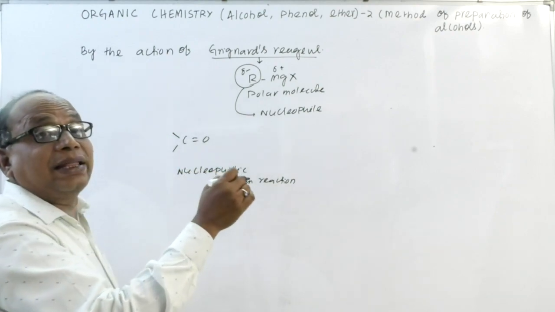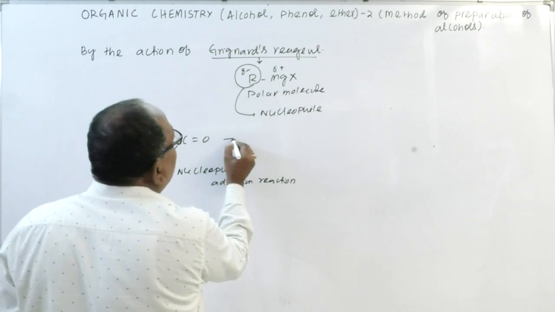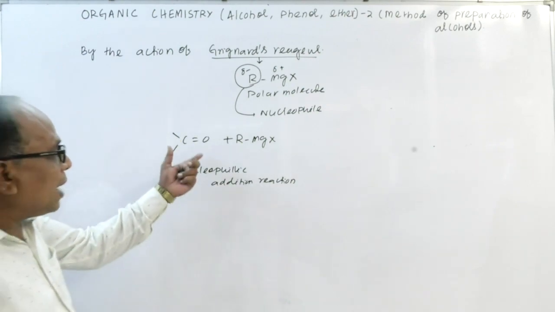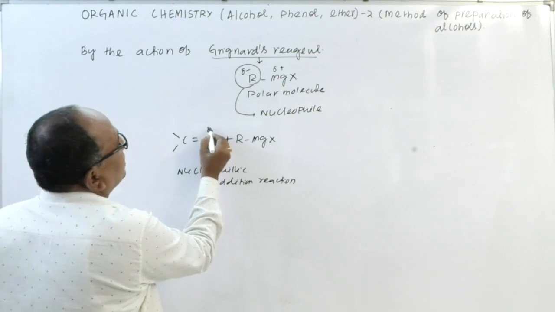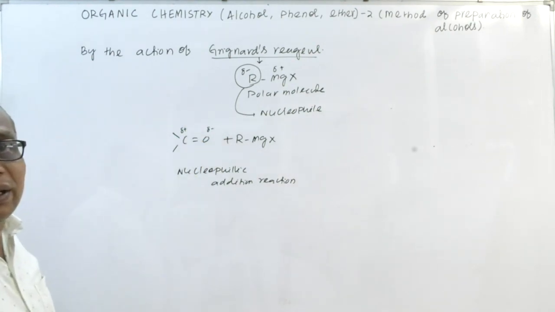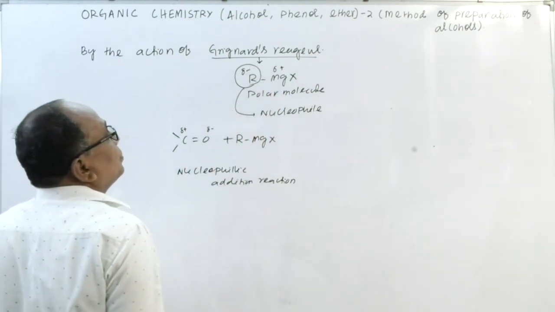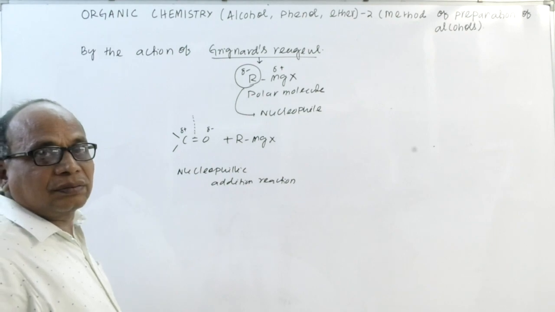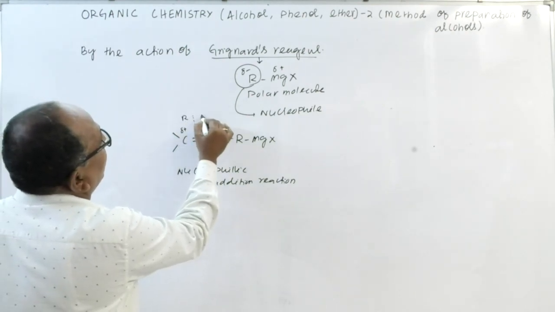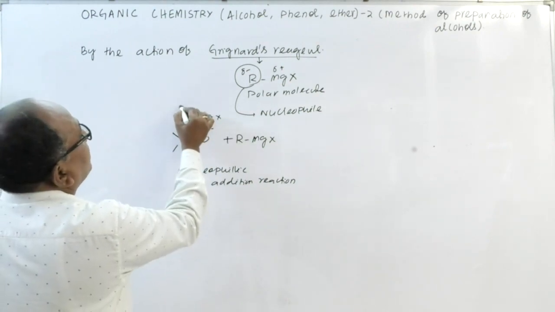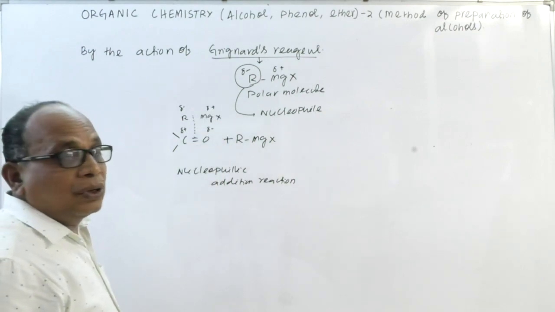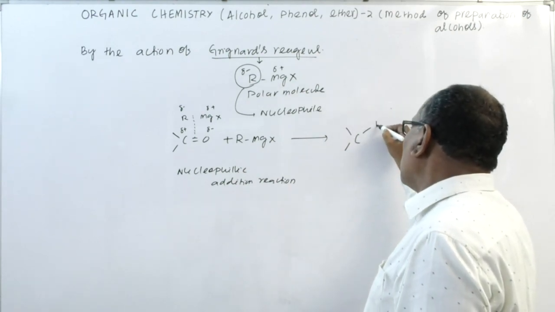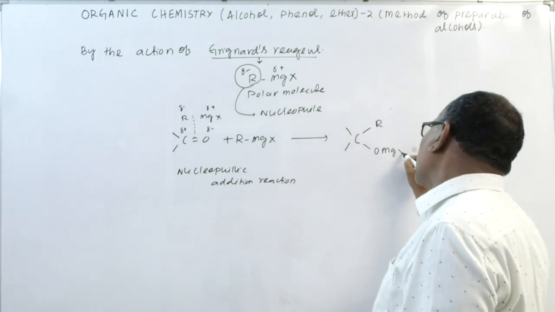When the carbonyl group, present in either an aldehyde or a ketone, reacts with Grignard reagent, in the carbonyl group the oxygen is more electronegative, so it has a fractional negative charge and carbon has a fractional positive charge. The Grignard reagent possesses R with negative charge and MgX with positive charge. That's why the Grignard reagent adds here. This side comes to R, this side comes to MgX. So you get an addition product, that is called adduct. The adduct is C R O MgX.